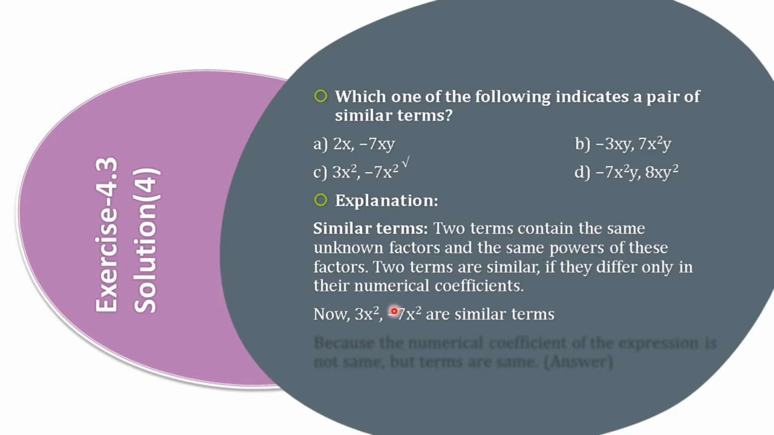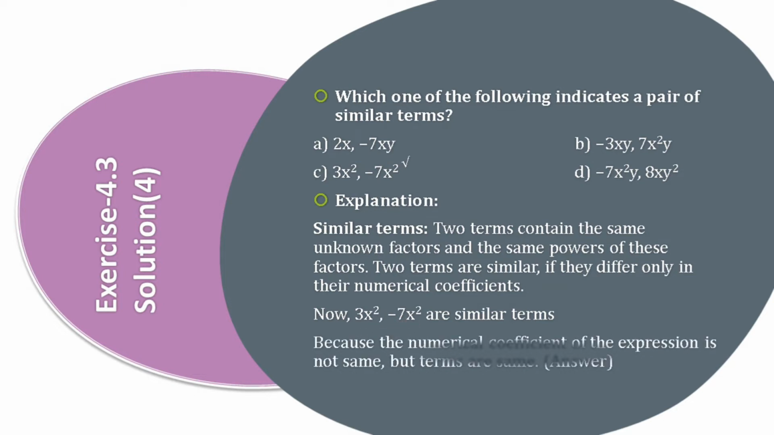As you can see, x and x, they contain the same unknown factors and the same powers of these factors. As you can see, x square and here x square. That's why the two terms are similar, but the difference is in their numerical coefficient. That is not the problem. Okay, here it is written, because the numerical coefficient of the expression is not the same but the terms are the same. That is the answer, my dear.